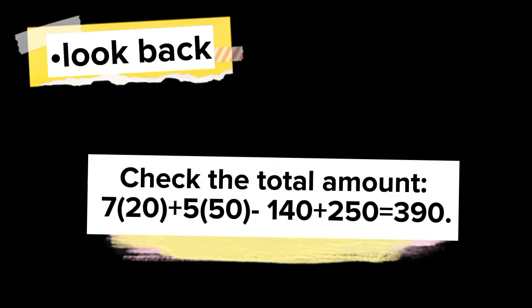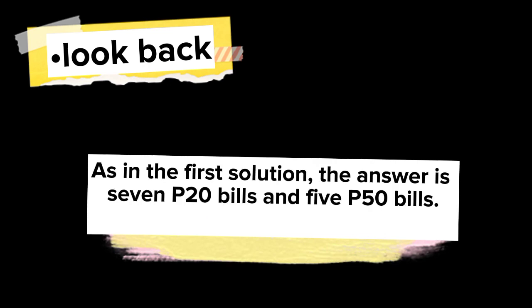Finally, we are here at the last part. Look back, check the total amount. 7 times 20 equals 140. Plus 5 times 50 equals 250. So, 140 plus 250 equals 390. The answer is 7 20 pesos bills and 5 50 pesos bills.